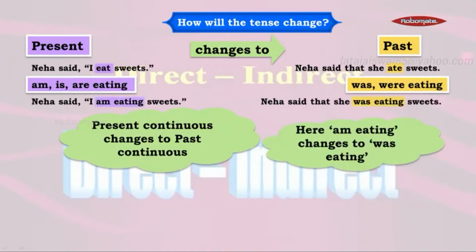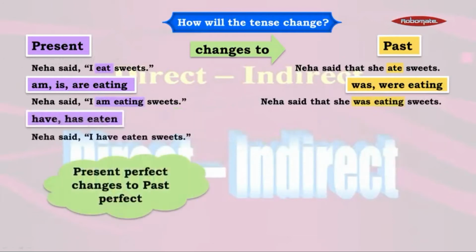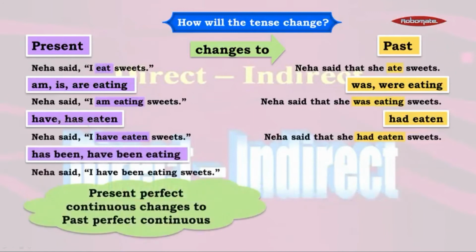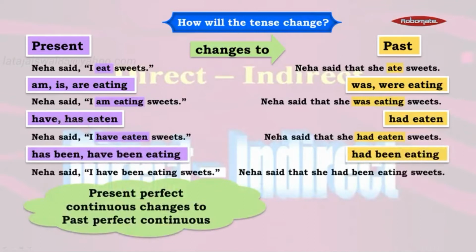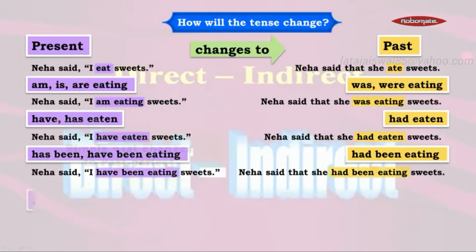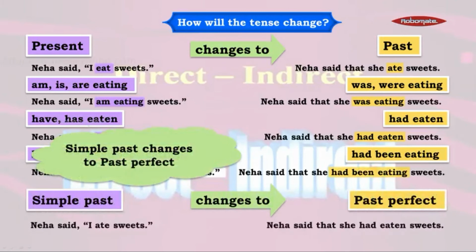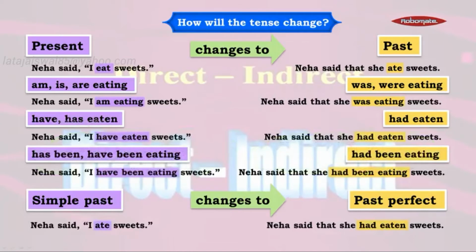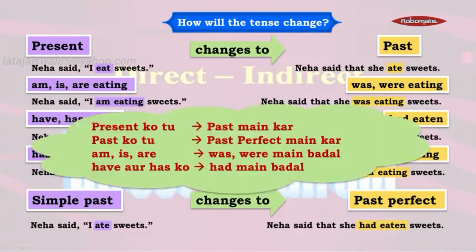Clear. Very, very easy. Now, present perfect changes to past perfect. As you can see, have eaten has become had eaten. And present perfect continuous becomes past perfect continuous. Have been eating has become had been eating from the direct to the indirect speech. Also, the simple past changes to the past perfect. Ate has become had eaten, as you can clearly see. So, this is the way the tenses will change in the reported speech, provided bahar ka tense is past.